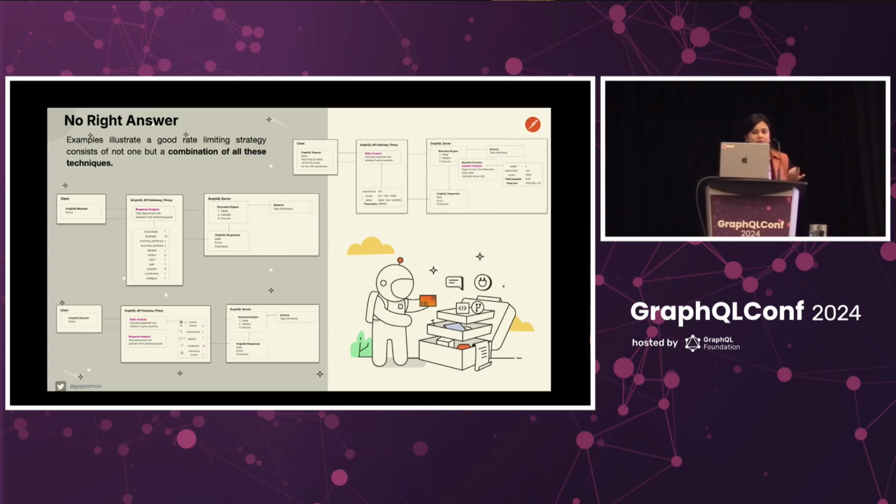And so ultimately, there's not really a right answer. Everyone does things differently, so there are different ways. But thinking about cost analysis and rate limiting is a good way to think about how you can use a combination of various different strategies to build the right rate limiting techniques.